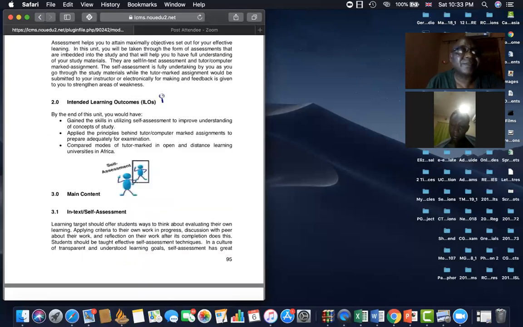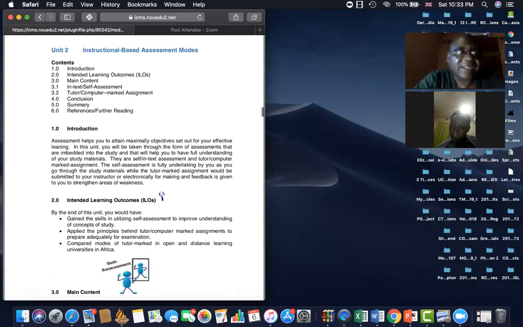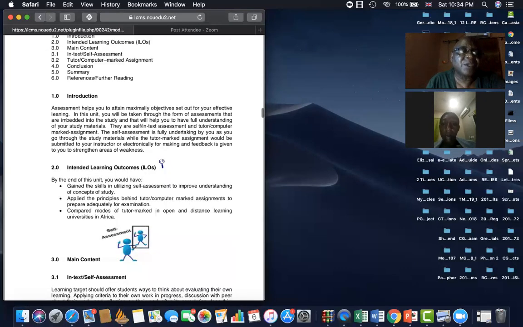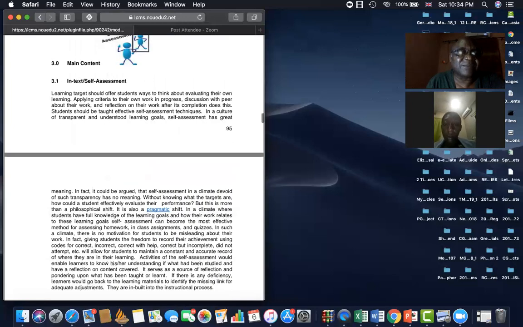All right. Thank you so much. No problem. We are now in unit 2, instructional based assessment modes. Assessment helps you to attain maximally the objectives set out for your effective learning. So in this unit, you will be taken through the forms of assessment that are embedded into the study and that will help you to have full understanding. Mostly they are what we call self-assessment, in-text assessment, or teacher marked assessment. So we begin with the in-text self-assessment.